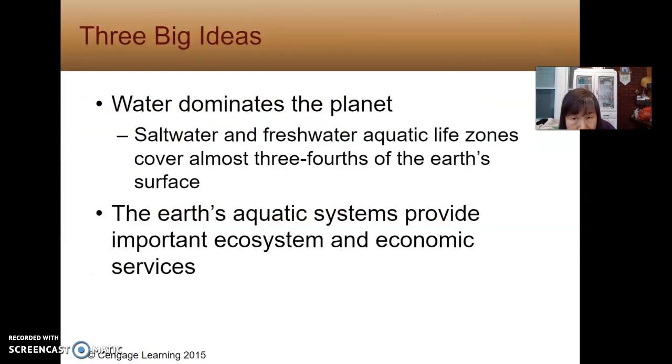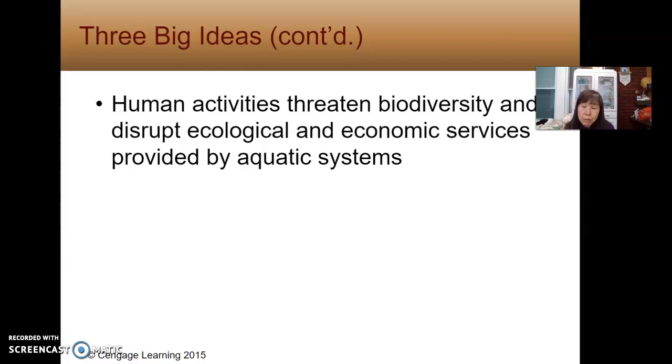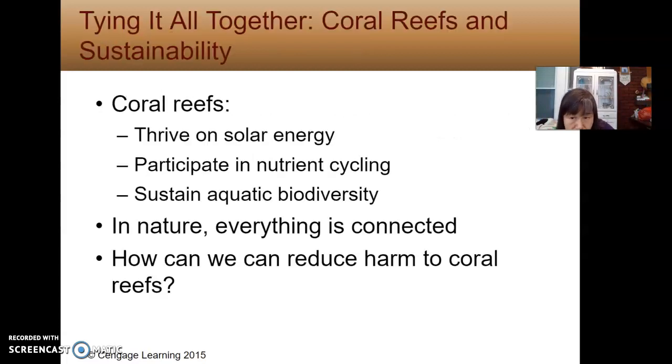So those are towards the end. We summarize the whole chapter. The 3 big ideas: number 1, water dominates the planet. Seawater and freshwater aquatic life zones cover almost 3/4 of the Earth's surface. Second, the Earth's aquatic systems provide important ecosystem and economic services. And then number 3, human activities threaten biodiversity and disrupt ecological and economic services provided by aquatic systems.